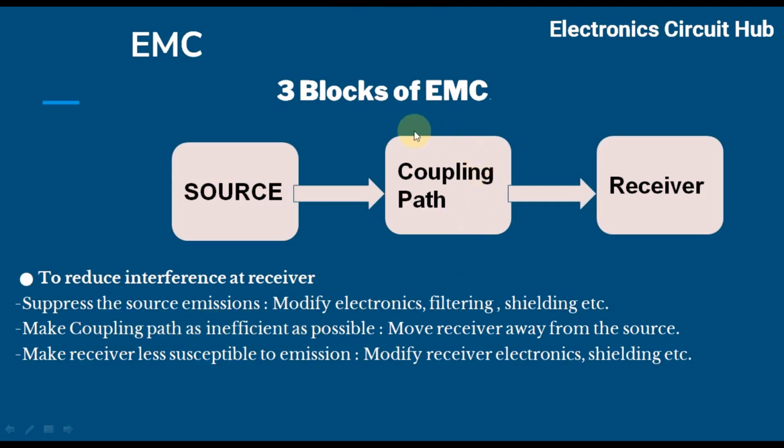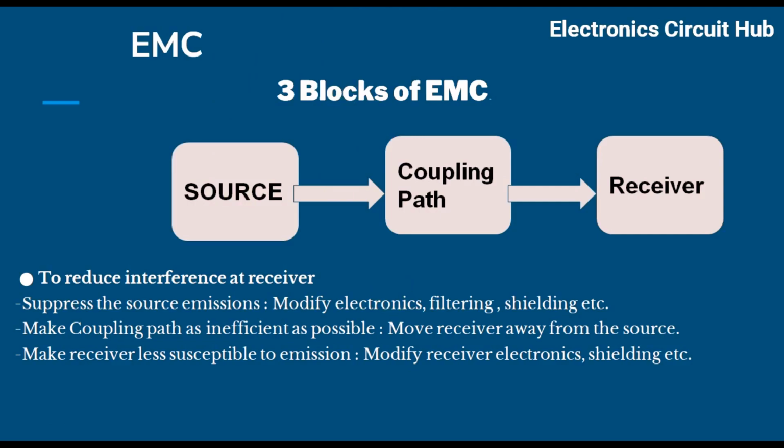To make the coupling path as inefficient as possible, how will you do it? Move the receiver away from the source, and give the coupling path more distance. And make the receiver less susceptible to emission. How will you do that? Modify the receiver electronics, add shielding, add a filter. So EMC is all about these three blocks: source, coupling path, receiver.